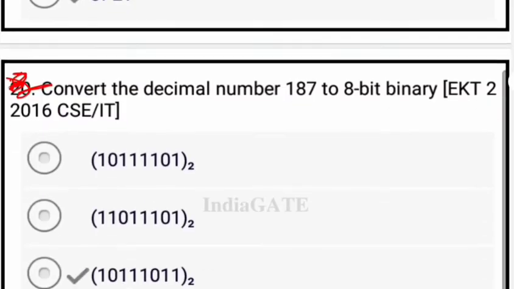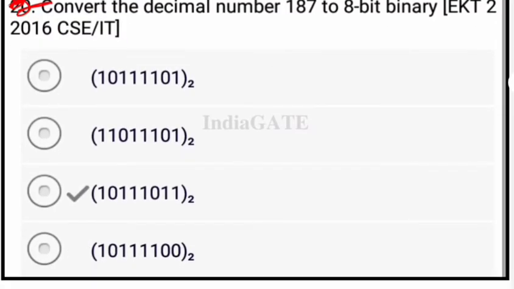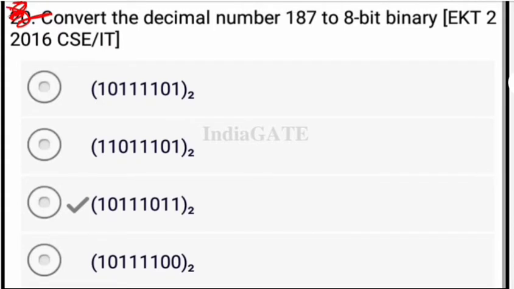Now come to the next question. Your next question is defined as convert the decimal number 187 to 8-bit binary, which is asked in the AKT question of 2016, for CSIT branch. Okay, so there are 4 options given. Option first is 10111101. Option second 110 3 times 101, and option third is defined 103 times 1 0 and 2 times 1, and option D is defined as 10 4 times 1 and 2 times 0.